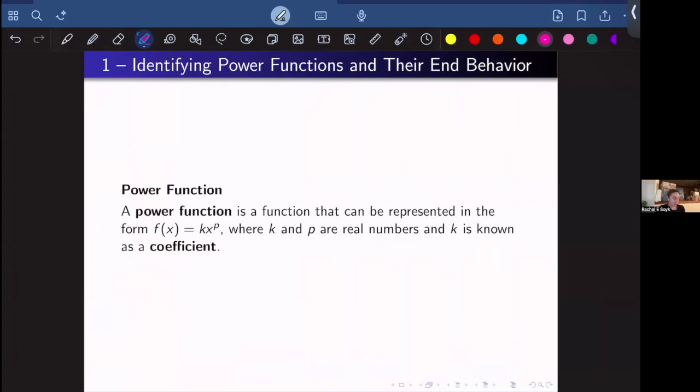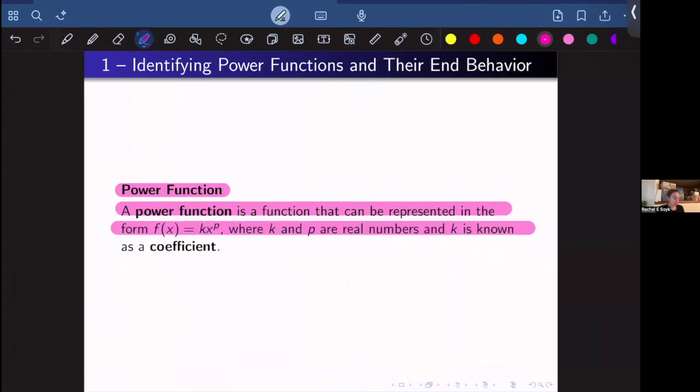Objective 1, let's first formalize what a power function is. A power function is a function that can be represented in the form f of x is equal to k times x to the p, where k and p are real numbers and k is known as a coefficient. Okay, so the important part of this slide is that k times x to the p power form. If we can put any function in that form, we have a power function.